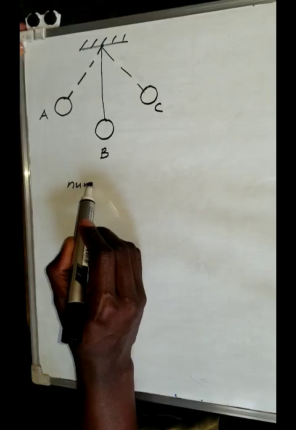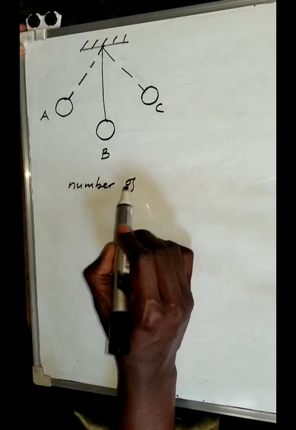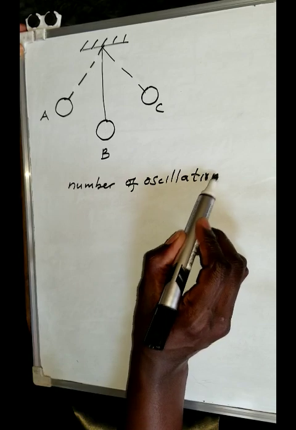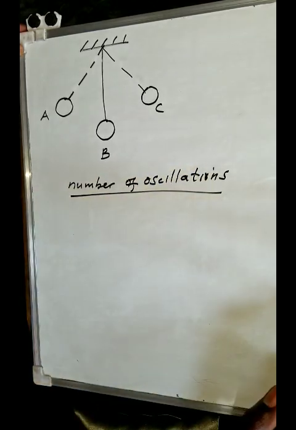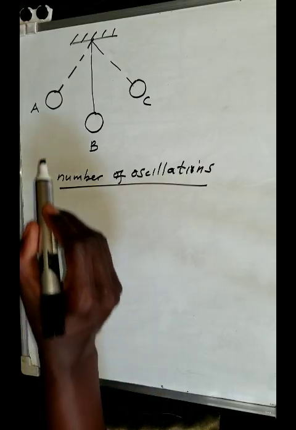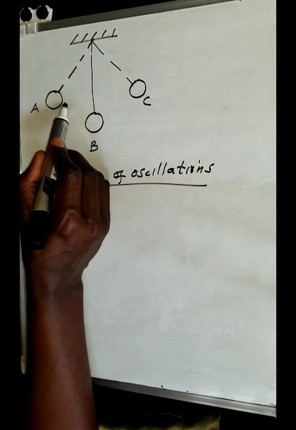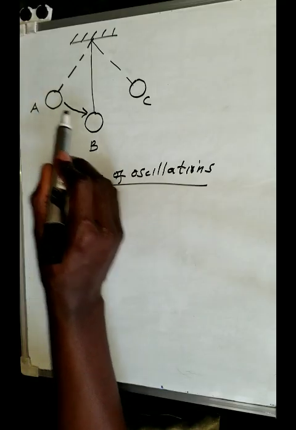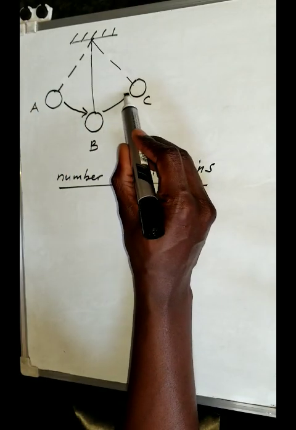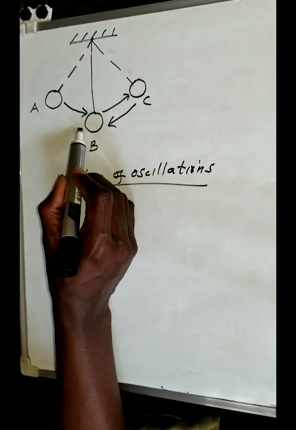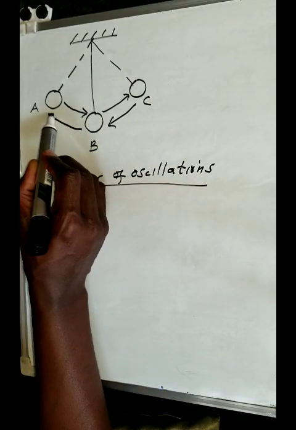You need to know the number of oscillations, because in the exam they will not give you, but you're supposed to know the number of oscillations. So if it moves from A to B, it can move from A to B, B to C, it comes back C to B, and it comes back from B to A.